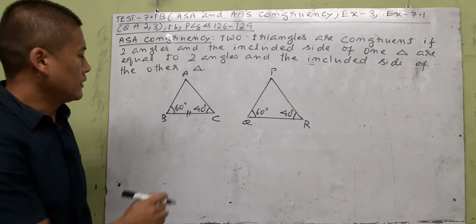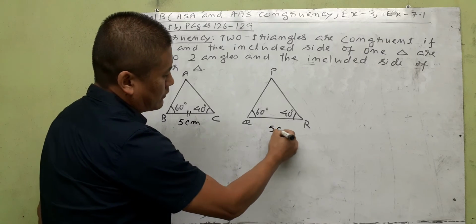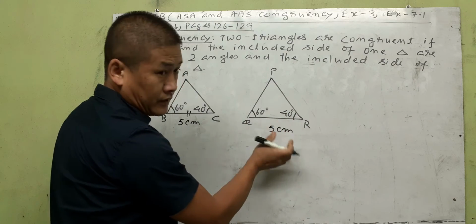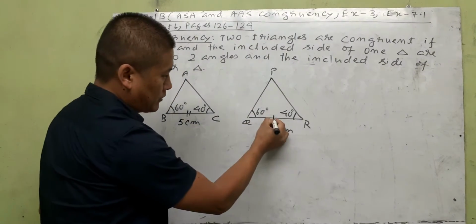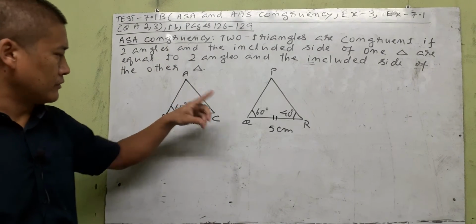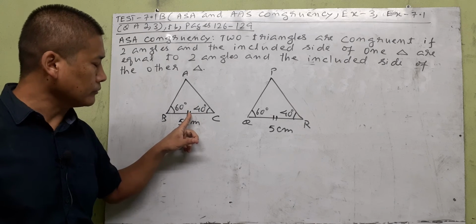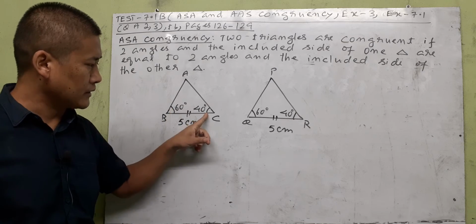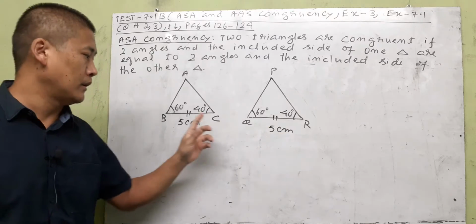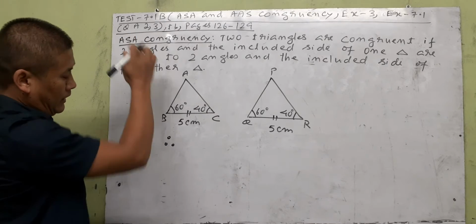So this, let us say, is 5 centimeter, and this is also 5 centimeter. The side QR is between the 60 degree and 40 degree angles, so that is called the included side. So this theorem is saying if in two triangles, two angles and the included side, meaning the side in between those two angles, are equal to the two angles and the included side of a second triangle, then those two triangles are congruent, by this ASA.